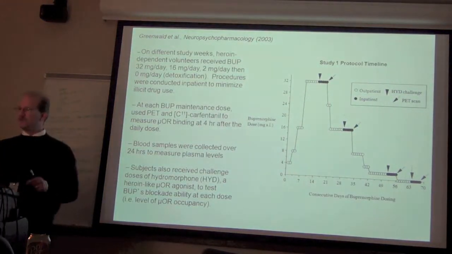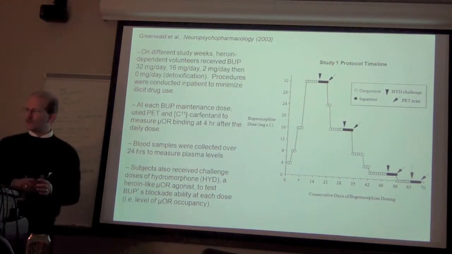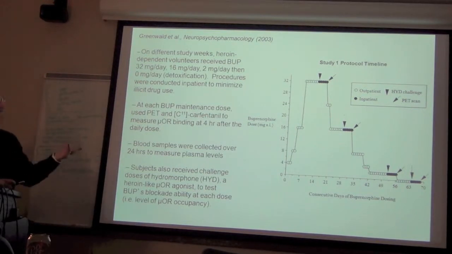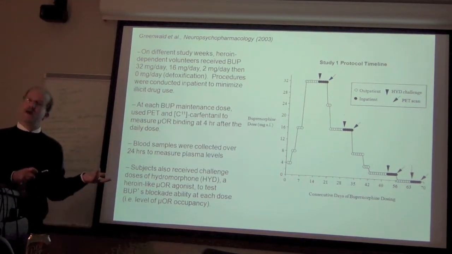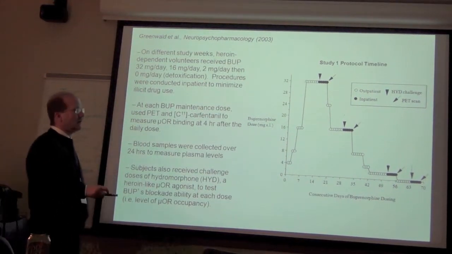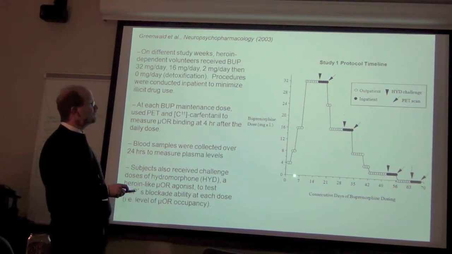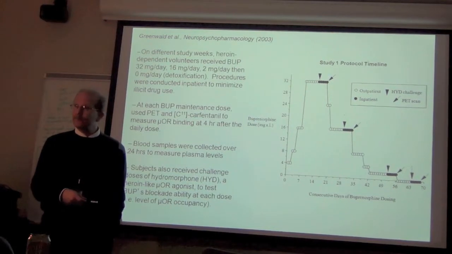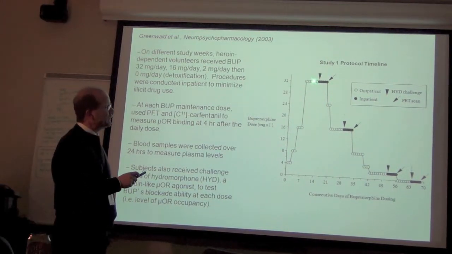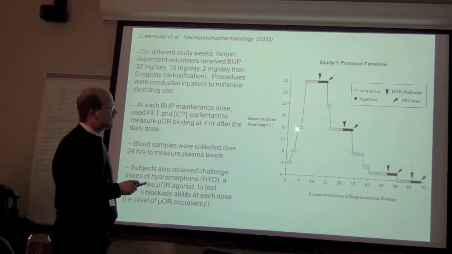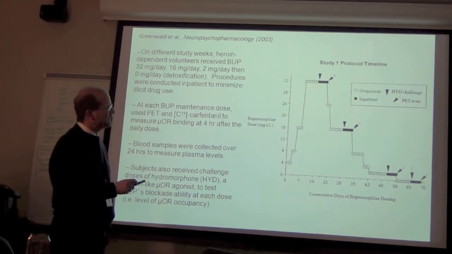So, to answer Randy's question. So this is a graphic of the protocol timeline. This was done over 10 weeks, 70 days. And the open circles are outpatient days. And we're escalating the dose rapidly outpatient, 4, 8, 16, 32 milligrams. And then they get maintained, and then they get admitted inpatient.